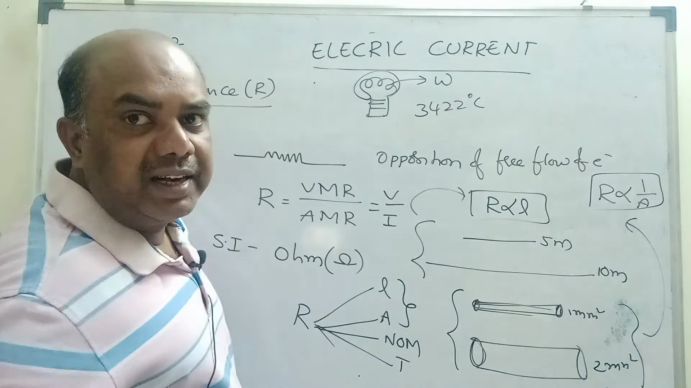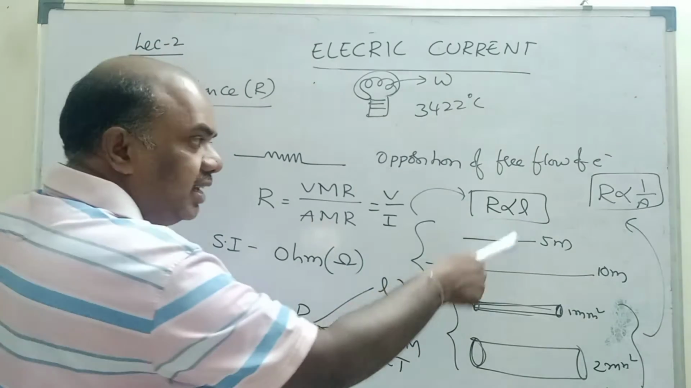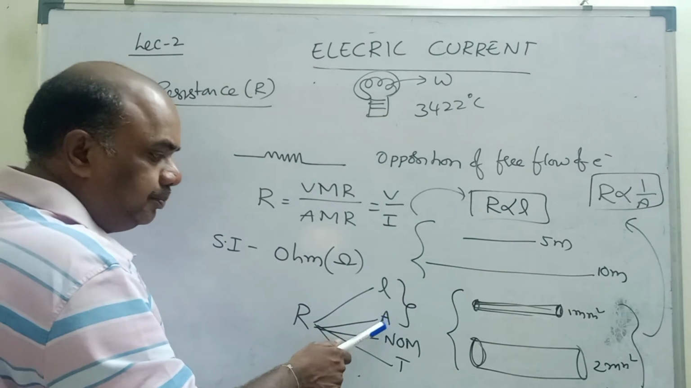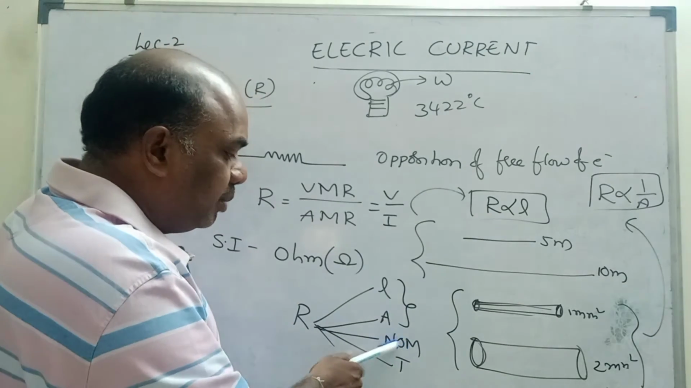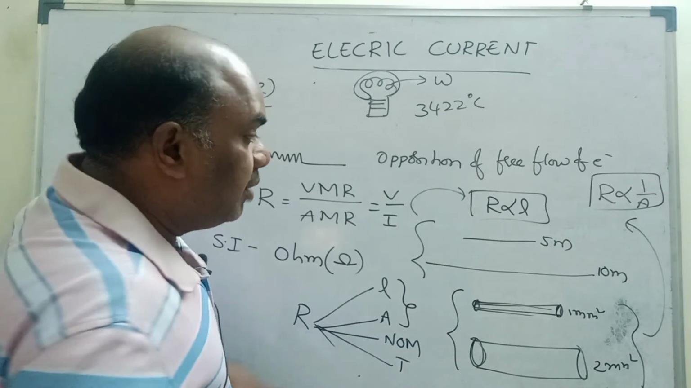Resistance depends on four factors. Number one, length. If length increases, resistance increases. Number two, area of cross section. If thickness increases, resistance decreases. Number three, nature of material. Number four, temperature.